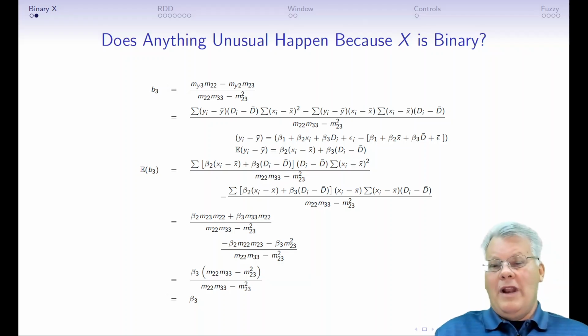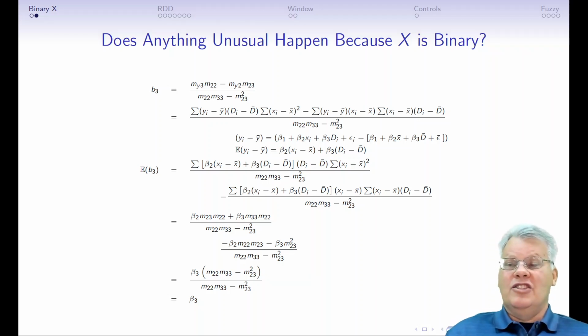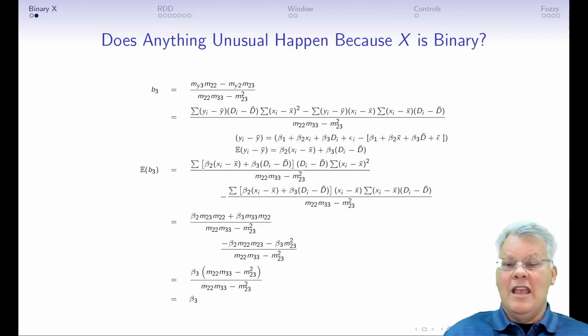So what happens then, of course, is that all the terms with beta 2 cancel out, and I'm left with terms that have beta 3 alone. So when I consolidate those terms together, what I find is beta 3 is multiplied by the same expression that's in the denominator. So since the same expression is in both numerator and denominator, it cancels out, and we have that the expectation of b3 is beta 3.